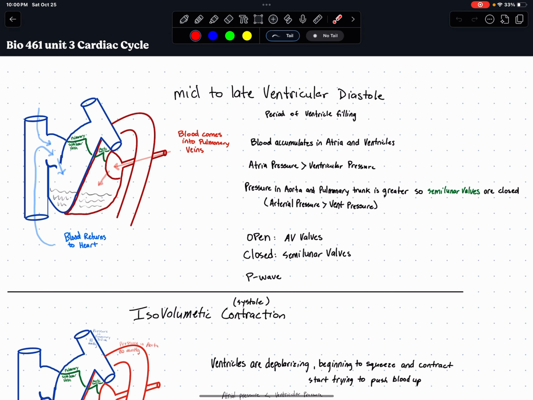So the pressure in the aorta and pulmonary trunk is super great right here. And it keeps the semilunar valves closed. So as we're filling this up, pressure is increasing in the atria and the ventricles. Right now, the atrial pressure is greater than the ventricular pressure, so it's actually pushing blood down into this. So blood is going into the heart. So AV valves are open. Those are these ones. And this one. AV valves are open, completely open. Semilunar valves are closed, I meant.